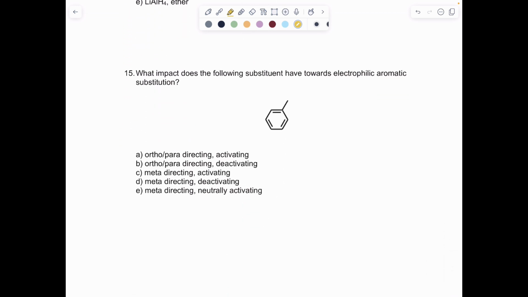And finally, question 15: what impact does the following substituent have towards electrophilic aromatic substitution? So we have a methyl group attached to the benzene ring. Methyl groups are not able to resonate, but they are able to use induction to weakly activate the ring, and it's going to be ortho-para-directing. So activating and ortho-para-directing, that looks like option A. So A is the correct answer.